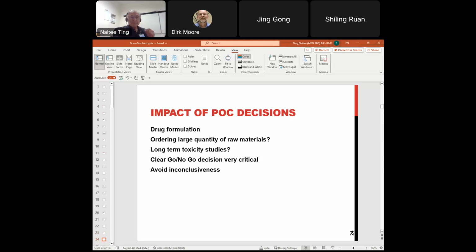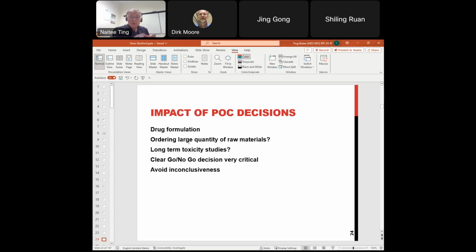But this POC decision is very critical. All right. The POC decision would affect the drug formulation. Because before POC, you're not sure whether you're going to phase 3 or not. But now you have to go to phase 3, and sometimes there's possibility you're going to market the drug. So you have to have the drug formulation for phase 3 for post-marketing.